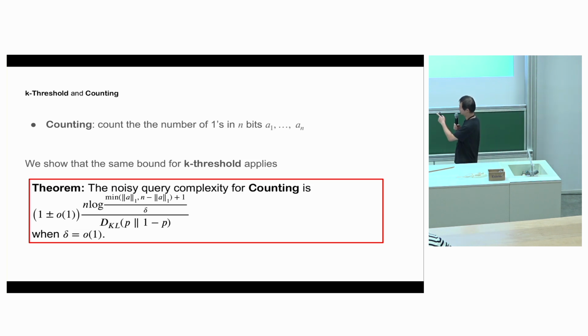Another related problem is counting. We're trying to count the number of ones in the n bits. And we also get a pretty tight bound of something like this. Again, we have roughly n times the logarithm of the L1 norm divided by the KL divergence.